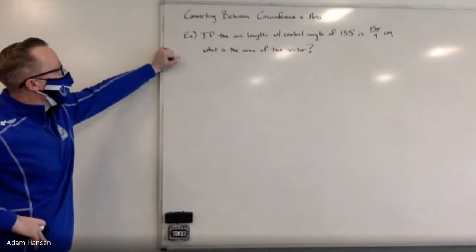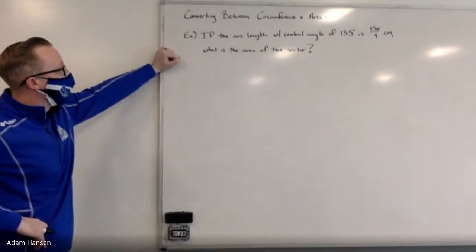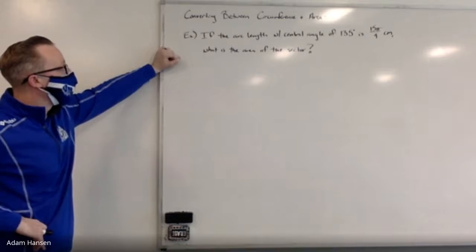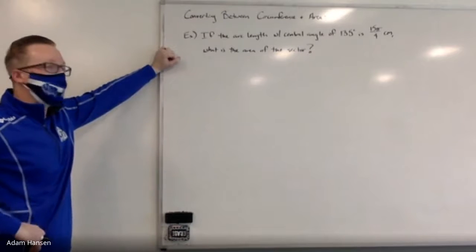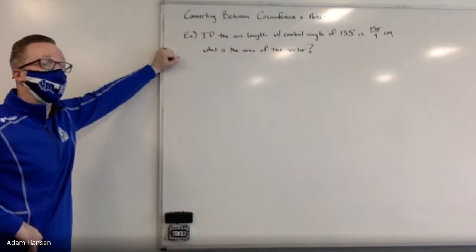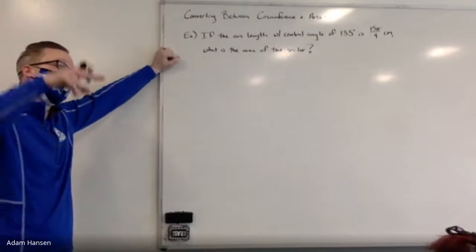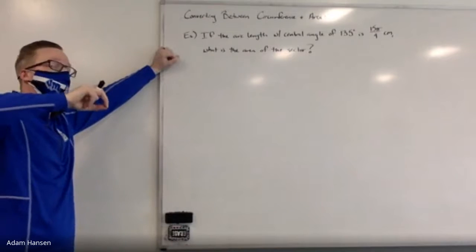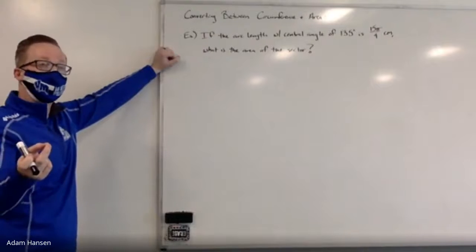If the arc length with the central angle of 135 degrees is 15 pi over 4 centimeters, what would the area of the sector be? What are we given to start with? Arc length or sector area? Yeah. We're given the arc length, and we've got to find the sector area.